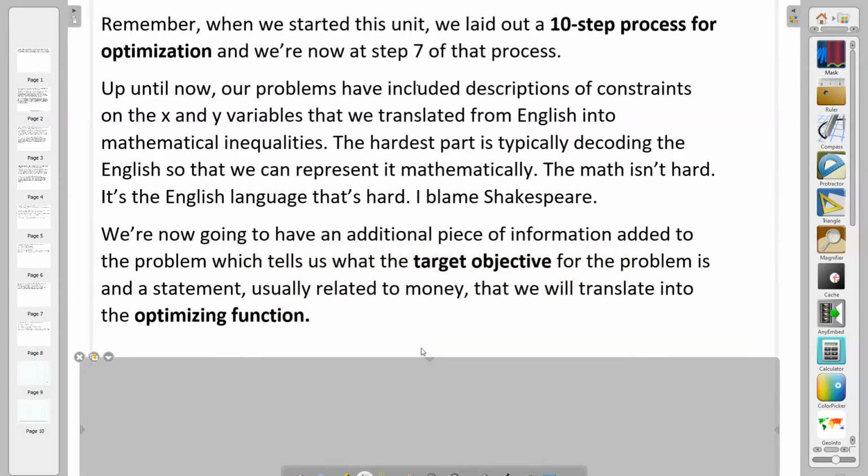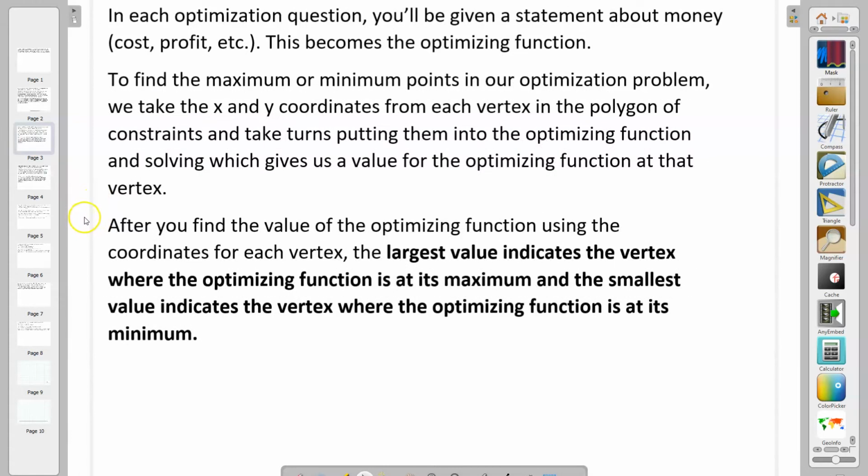We're now going to have an additional piece of information added to the problem which tells us what the target objective for the problem is and a statement, usually related to money, that will translate into the optimizing function. In each optimization question, you'll be given a statement about money, cost, profit, etc. This becomes the optimizing function.